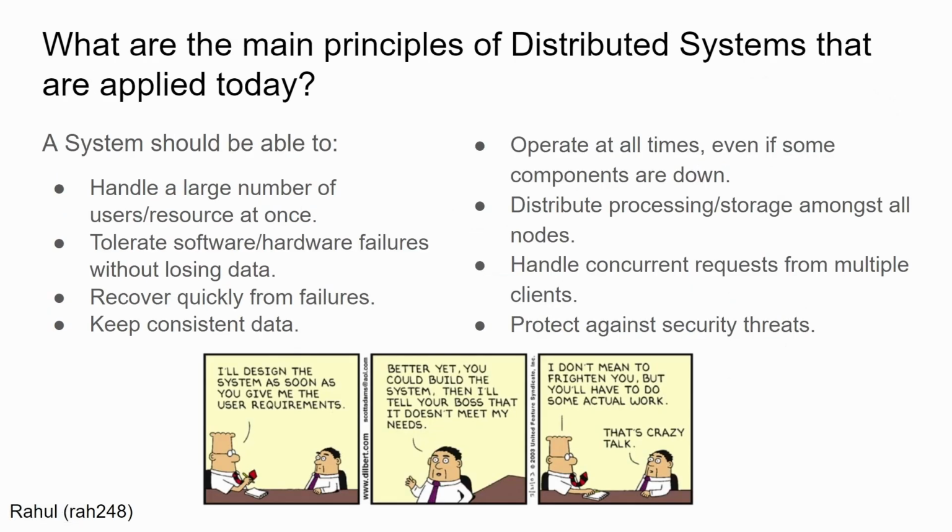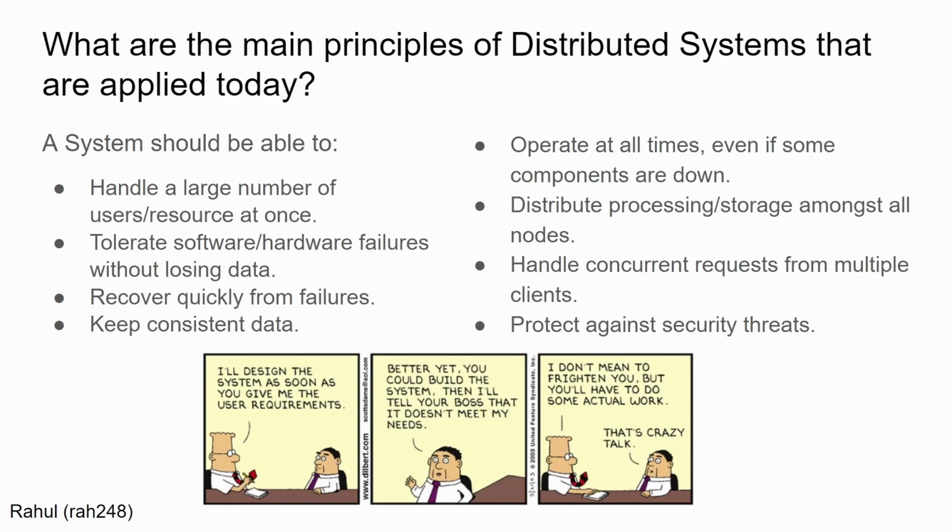What are some of the main principles that distributed systems use today? Well, a distributed system should be able to handle a large number of users or resources at once. It needs to be able to tolerate hardware and software failures without losing data. It needs to be able to recover quickly from those failures. It needs to be able to keep consistent data, operate at all times even if components are down, distribute processing and storage amongst all nodes, handle concurrent requests from multiple clients, and also protect against security threats.